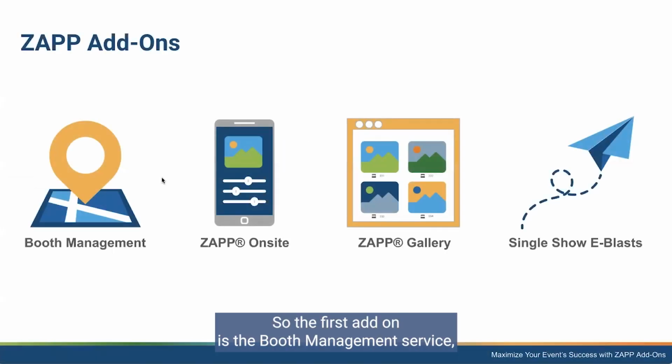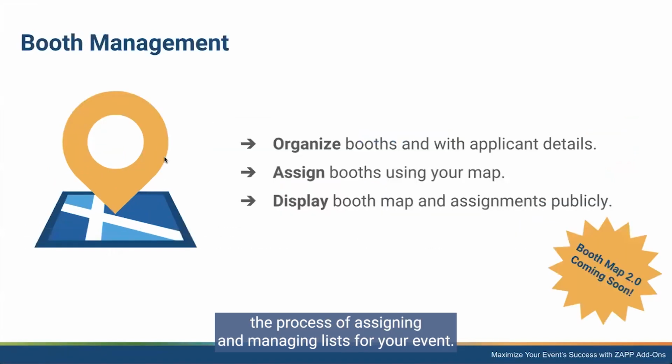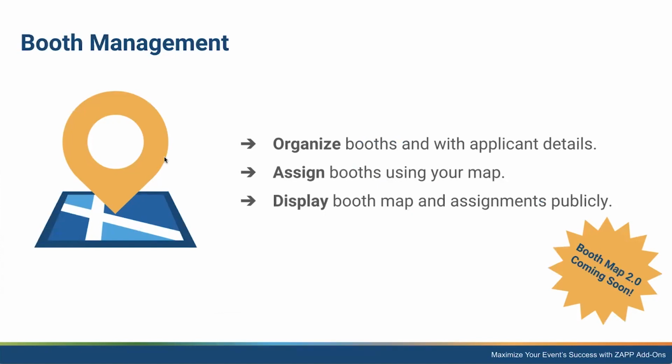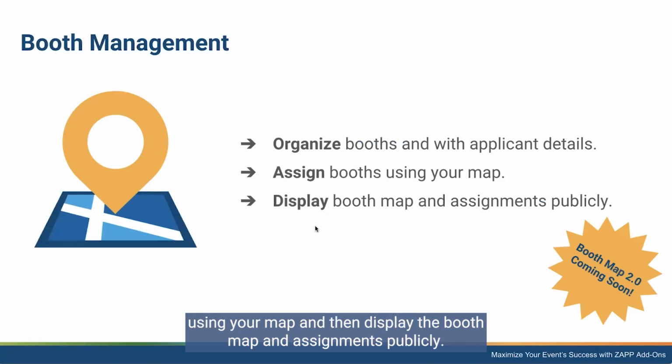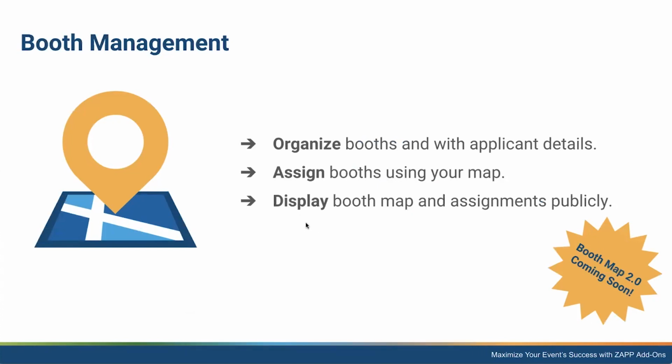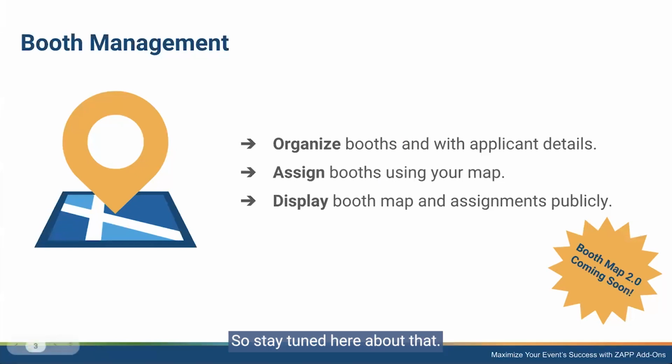So the first add-on is the booth management service, which can greatly simplify the process of assigning and managing booths for your event. This feature lets you upload your booth map and assign booths using dynamic, customizable tools to organize your ideal placement. So we've got a quick overview here. Again, you can organize booths with applicant details. You can assign booths using your map and then display the booth map and assignments publicly. And I'll talk about this at the end of our demonstration, but we do have Booth Map 2.0 coming soon. So stay tuned to hear about that.